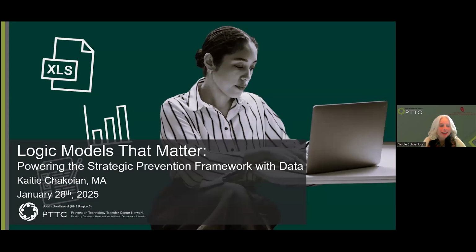Today, I'm Nicole Shaneborn. You are here for Logic Models That Matter, powering the strategic prevention framework with data with Katie Shakoyan. Katie is fabulous, and I'm so excited you all will get to hear from her today. Logic models are powerful, and so it sounds strange to say we're going to power the strategic prevention framework, but they are a really powerful tool to help you move forward with your programming.